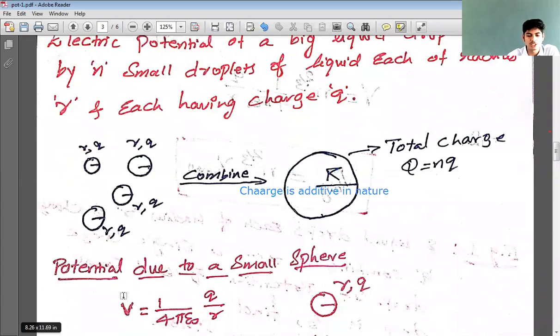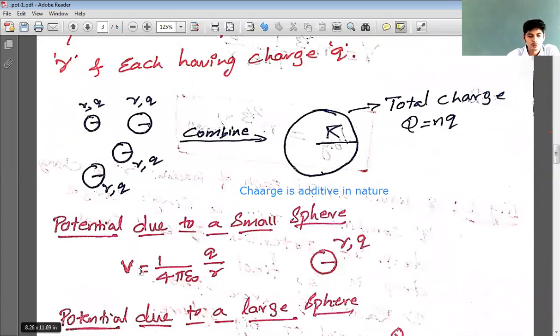What will be the potential due to a small sphere? Potential due to a small sphere will be 1 by 4 pi epsilon naught q by r. For a small sphere, the radius is r and the charge is q. So its potential must be 1 by 4 pi epsilon naught q by r. This is the potential due to a small sphere.